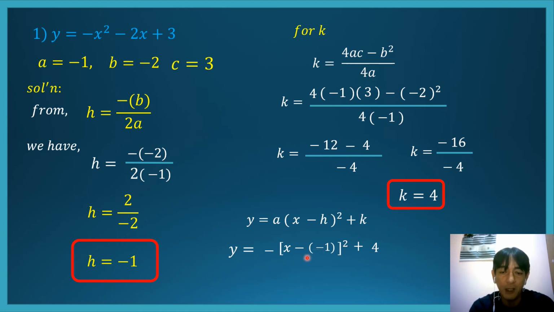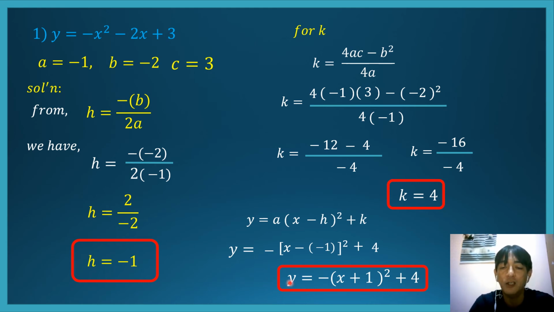So, i-simplify muna natin itong nasa loob. This will be negative 1 times negative 1 here will give you positive 1. So, finally, we have y is equal to negative quantity x plus 1 quantity squared plus 4. So, ito na ngayon yung ating sagot. Siya na ngayon yung vertex form. This is the general form and this is the standard form or the vertex form. Okay, so kaya naging plus yan kasi yung h natin ay negative. Okay, so tandaan yan.